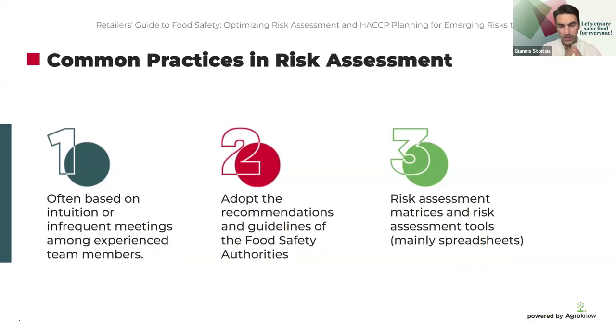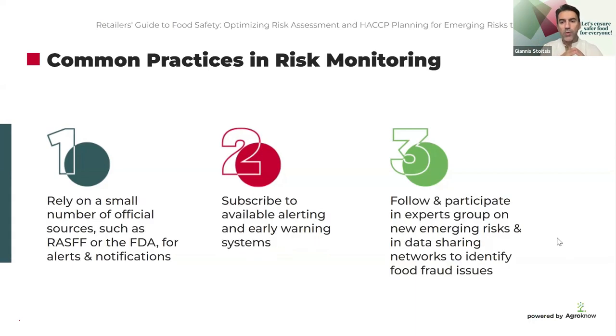The second common practice that we see is that several companies are using some early warning and alerting system to monitor all the available food safety and fraud incidents that are announced by the food safety authorities all around the world. And another practice, in order to have good risk monitoring, is to follow and participate in expert groups that are working on new emerging risks. And we see also some retailers participating in data sharing networks that can help them to identify authenticity and food fraud issues.